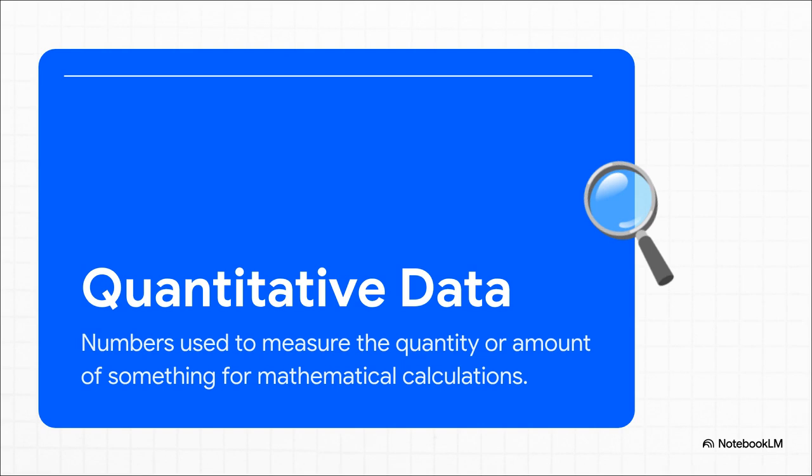Quantitative data consists of numbers used to measure the quantity or amount of something for mathematical calculations and statistical analyses. While qualitative data provides the context, quantitative data is the raw mathematical fuel. It's the lifeblood of financial forecasting, complex regression models, and algorithmic training sets. In this domain, mathematical operations completely govern how we extract value and identify patterns from our records.